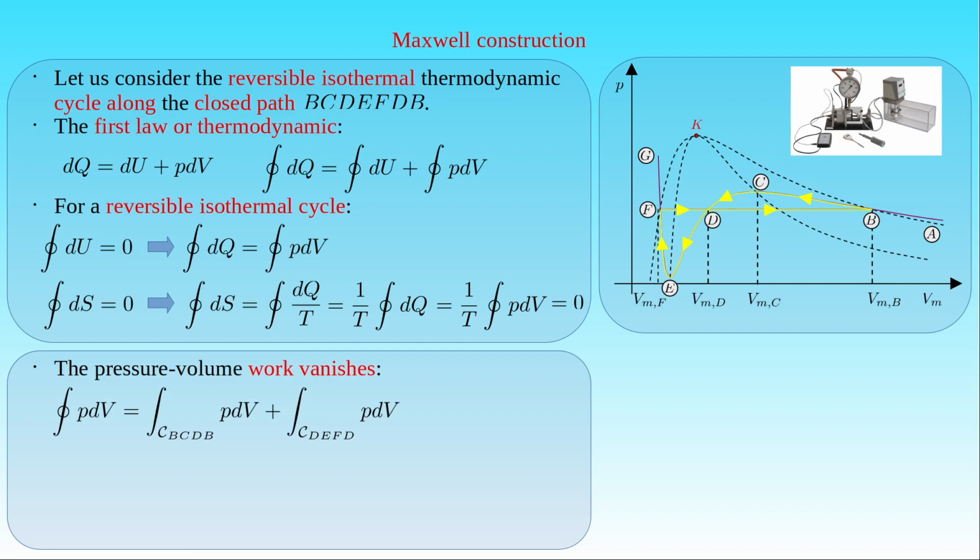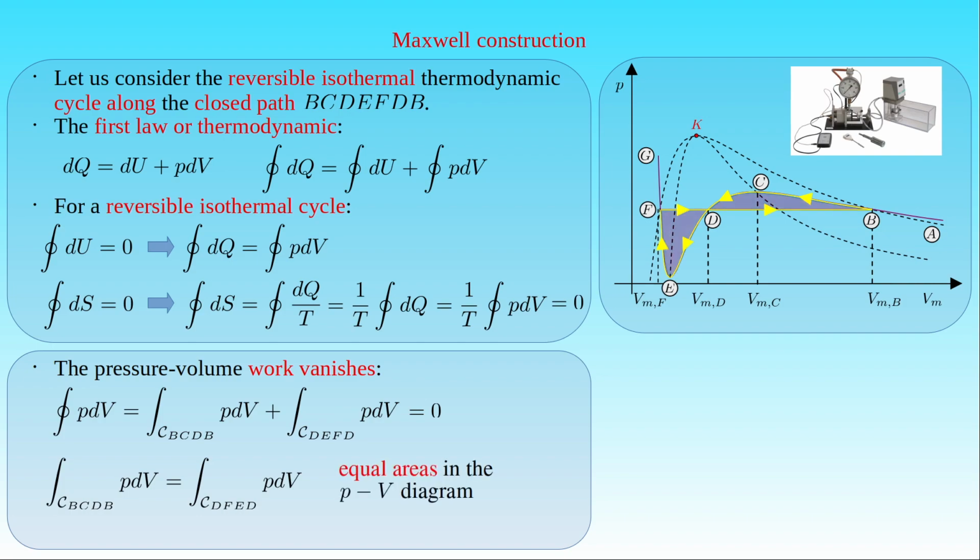The first integral is computed along the closed curve B, C, D, B, and the second one along the closed curve D, E, F, D. The sum of these integrals must be equal to 0. By changing the direction of the integration in the second term, we can write that the integral of the pressure with respect to the volume along the closed curve B, C, D, B is equal to the integral of the pressure with respect to the volume along the closed curve D, F, E, D. Because these integrals in the pressure versus volume diagram of the medium are given by the areas of the closed paths along which the integrals are computed, we conclude that the areas enclosed by these two curves must be equal.